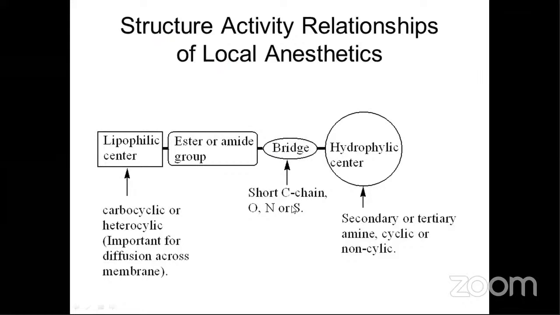This bridge is mainly responsible for binding of the drug with the receptor. This is responsible for solubility. So every drug should have common structural features. They should have a lipophilic center, a hydrophilic center, and some bridge or side chain responsible for binding of the drug with the receptor. Then only they can produce the action. Otherwise, there is no use, and they will cause some toxicity.